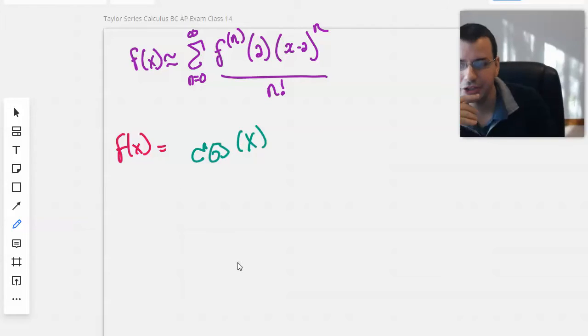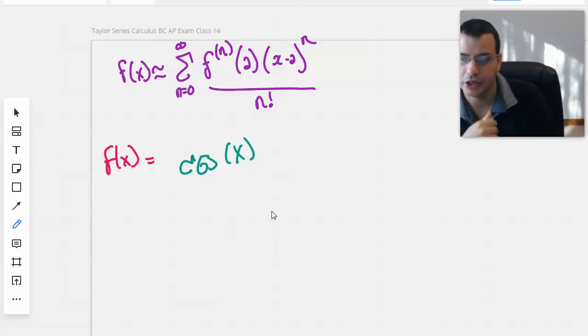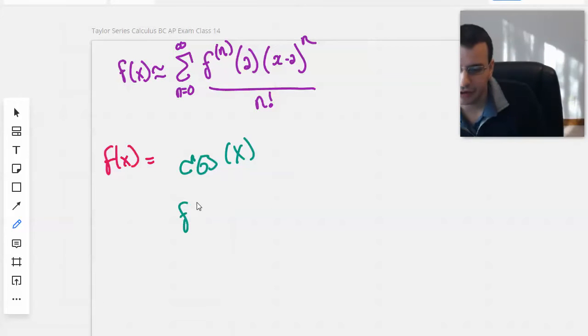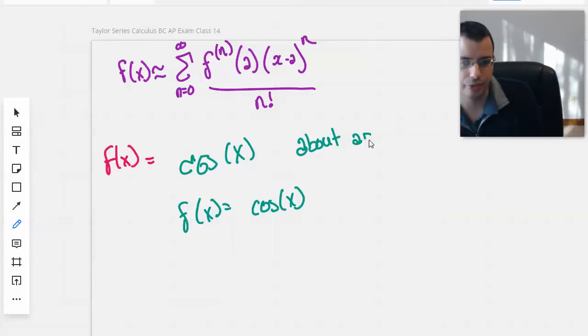So for cosine of x, going through the process, f of x equals cosine of x, and this will be about a equals 0. f prime of x equals, is it negative sine of x? I think it's negative sine of x. We'll see.